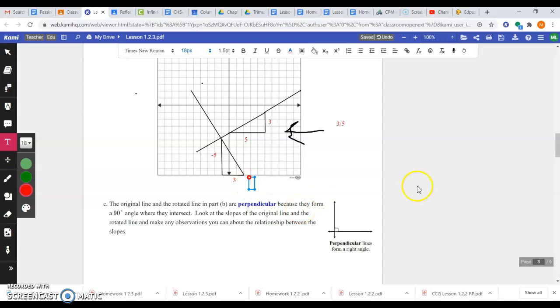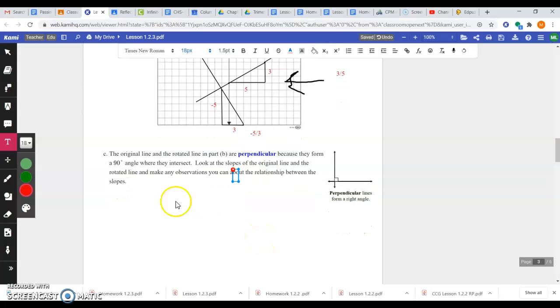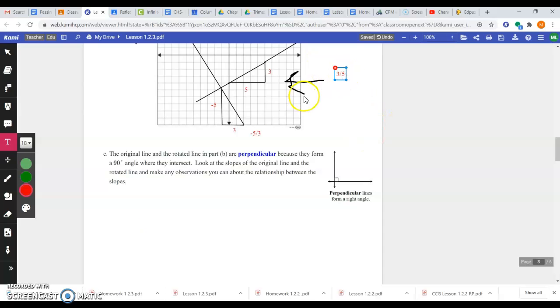This is because, again, it's rise over run. 3 was my rise, 5 was my run. This time, -5 is my rise, or fall, technically, and 3 is my run. And so those are our two slopes. One is 3 over 5, one is -5 over 3. If we look at those slopes, what we can notice is that they have been flipped and one is negative.